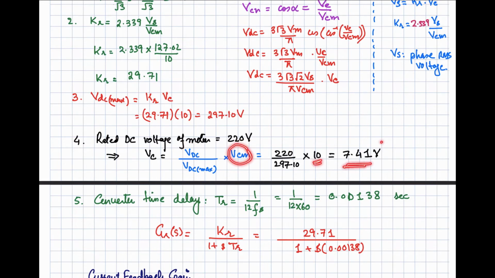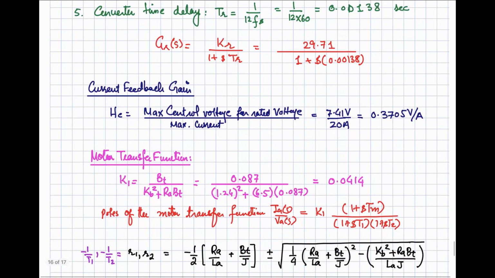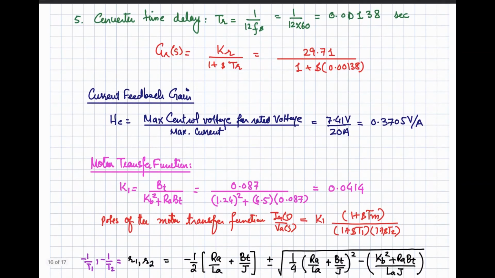So the control voltage that will be giving you the rated voltage will be 7.41, right? Now the converter time delay can be calculated. As it is a three-phase rectifier circuit, there will be 6 pulses. For a 6 pulse rectifier we have seen that TR is equal to 1 by 12 into Fs, and that will be equal to this one. This will be the delay that will be introduced by your converter.